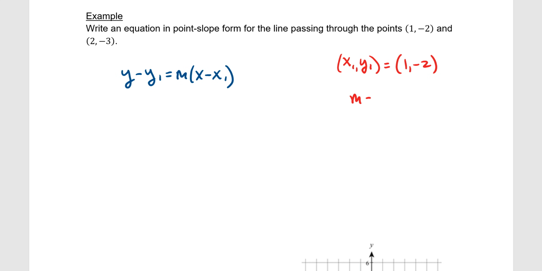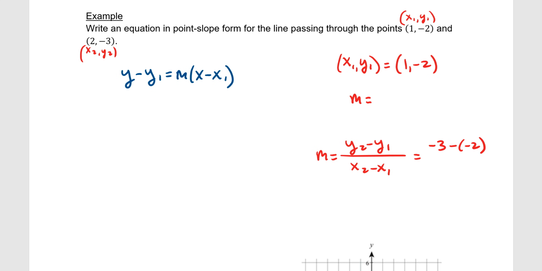And we need the slope. So to find the slope here, we're not given the slope, but we can figure it out by using the slope formula and plugging in our values. Let's let this first one be x1, y1. Second one be x2, y2. We go ahead and plug them in. That's going to be -3 minus -2 over 2 minus 1. That's going to end up being negative 3 plus 2, so negative 1 over 1, so a slope of negative 1.